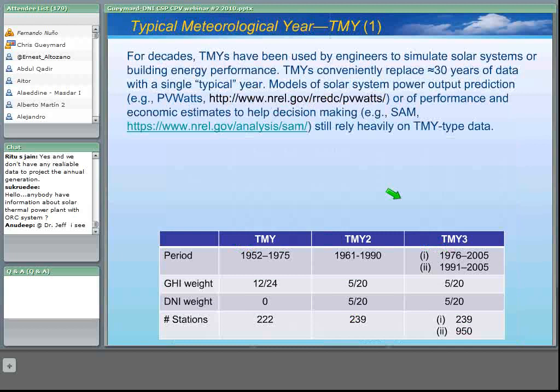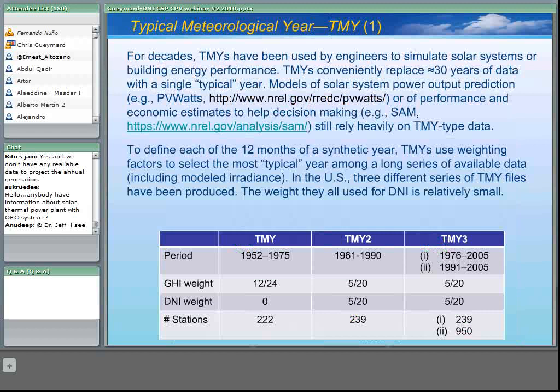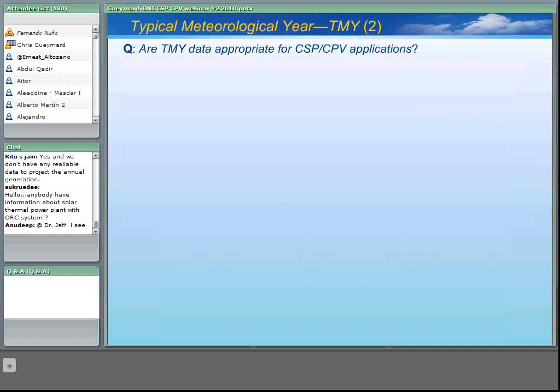So these weights are one thing. The other thing is that all the TMY data are based on model data rather than measured data. So this is another source of uncertainty. And also from this table, it shouldn't be construed that just because the numbering has changed, TMY3 is more advanced or better or more accurate than TMY2. In fact, what I found is that in general, TMY2 might be better than TMY3.